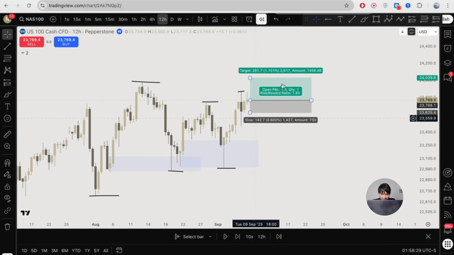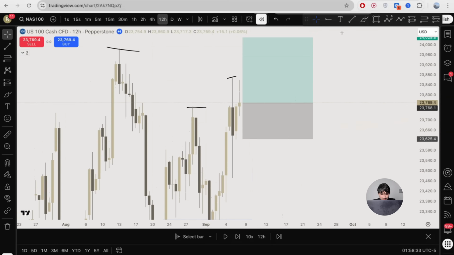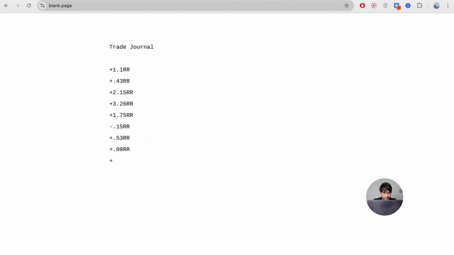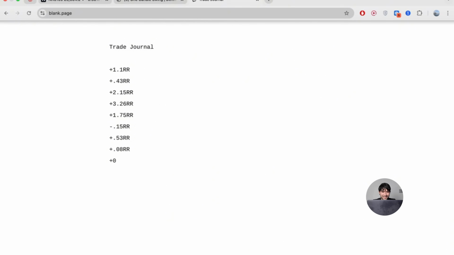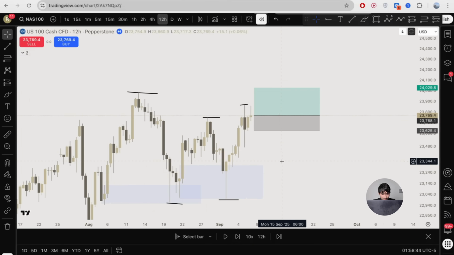Okay, yeah, that was a little underwhelming, but yeah, let's take a look here. Let's see how much. Okay, so about break even. So a +0. Wonderful. So I'd say that was a pretty good backtesting session. We'll go ahead and add up the R's here.